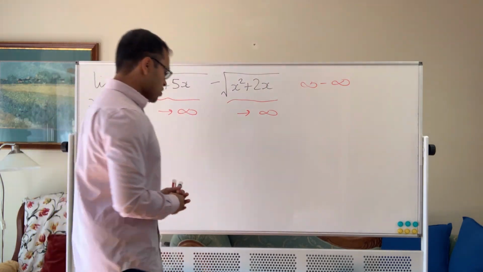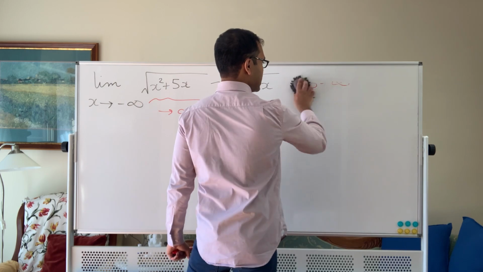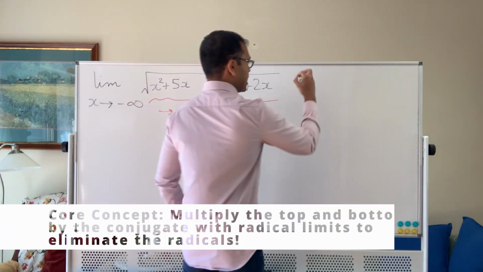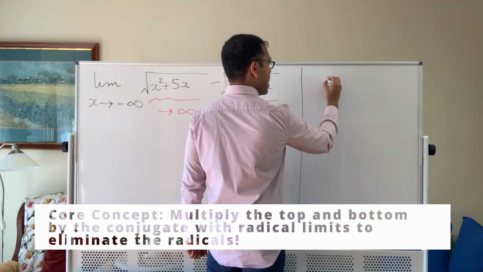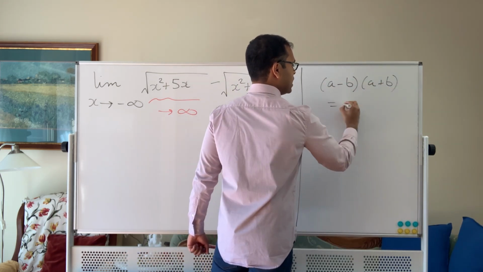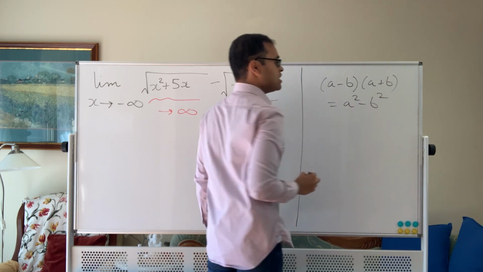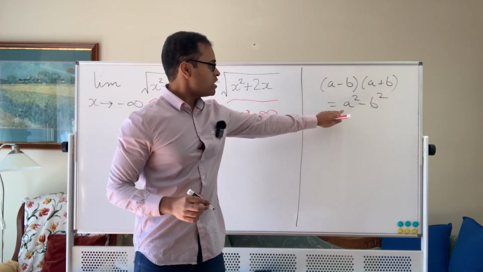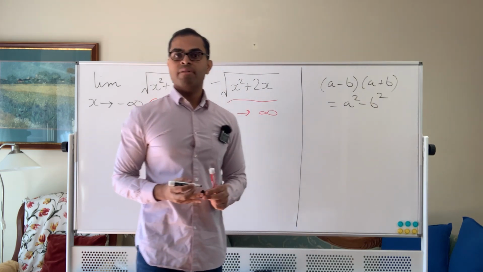So let's multiply top and bottom by what is called the conjugate. And before I do that, I'm just going to give you a quick reminder of the difference of squares formula: if you have something like a minus b and you multiply by a plus b, it's going to be a squared minus b squared. So this is going to allow us, if the a and b involve square roots, to end up squaring them if we multiply by a plus b.